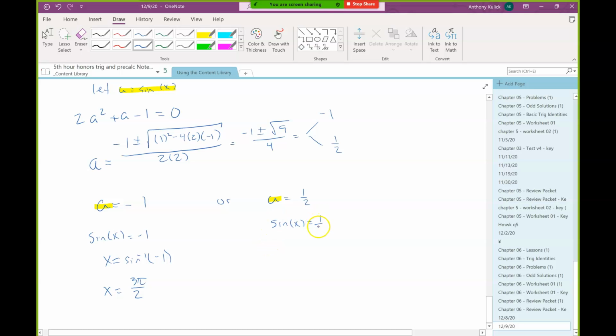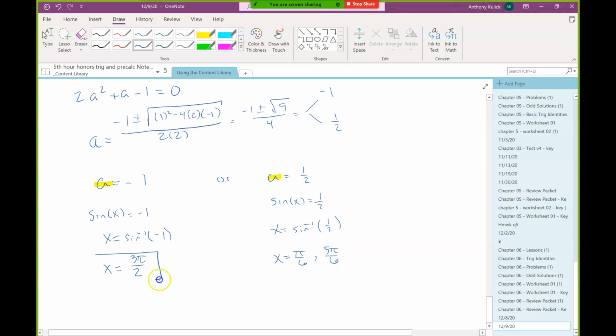And then the same idea over here. So that happens at pi over 6 and also at 5 pi over 6. So those are my answers.